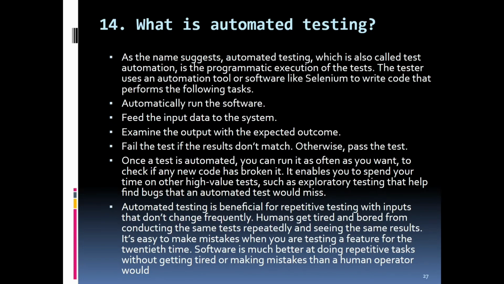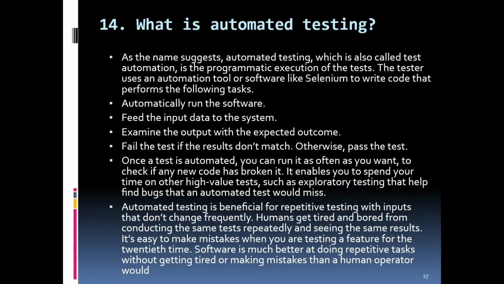As the name suggests, automated testing, which is also called test automation, is a programmatic execution of the tests. The tester uses an automation tool or software like Selenium to write code that performs the following tasks: automatically run the software, feed the input data to the system, examine the output against the expected outcome, and fail the test if the result doesn't match, otherwise pass the test.